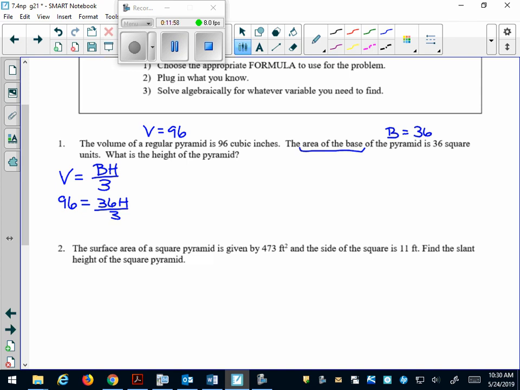Okay, so you could multiply both sides by 3, but sometimes it's good to check if you can simplify first, right? What's 36 over 3? So this really could be 96 equals 12H, right? 36 over 3 is 12. Divide by 12 on both sides, and H is 96 divided by 12, which is 8. 8 what? What kind of inches? Normal inches. This is just height. So it's not cubic, it's not square, it's just plain old inches.